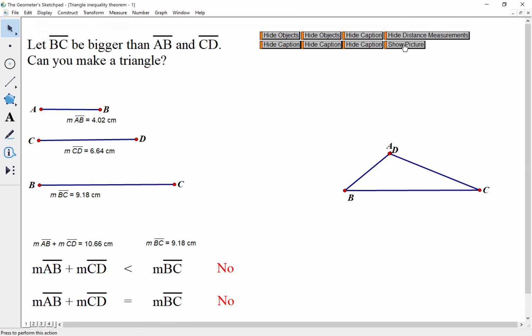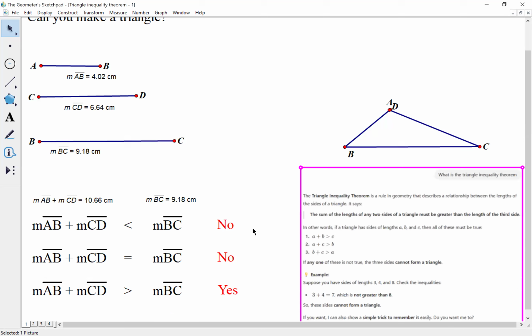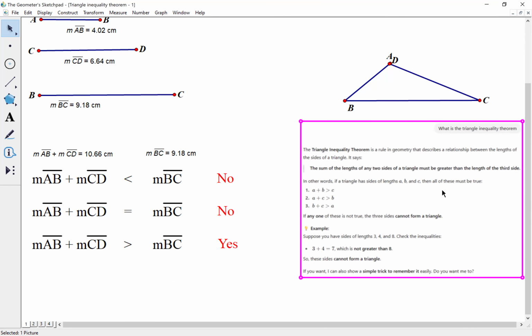But I went to ChatGPT for help, and I asked about the triangle inequality theorem. So I typed in, what is the triangle inequality theorem? ChatGPT said the triangle inequality theorem is a rule in geometry that describes a relationship between the lengths of the sides of a triangle. It says the sum of the lengths of any two sides of a triangle must be greater than the length of the third side. Let's say the sides are A, B, C. A plus B has to be bigger than C, A plus C has to be bigger than B, and B plus C has to be bigger than A. So it says to check three times that the sum of any two sides has to be bigger than the third side. Well, if I add the big side plus any other side, it will obviously be bigger than the other one because the big side was biggest to begin with.